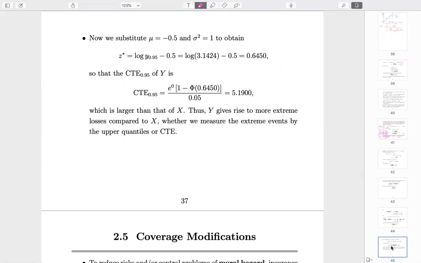The final section 2.5 is the most important one. It is the foundation, or one of the foundations, of actuarial science. So we need more time to study section 2.5. So I will end here and continue in the next video.